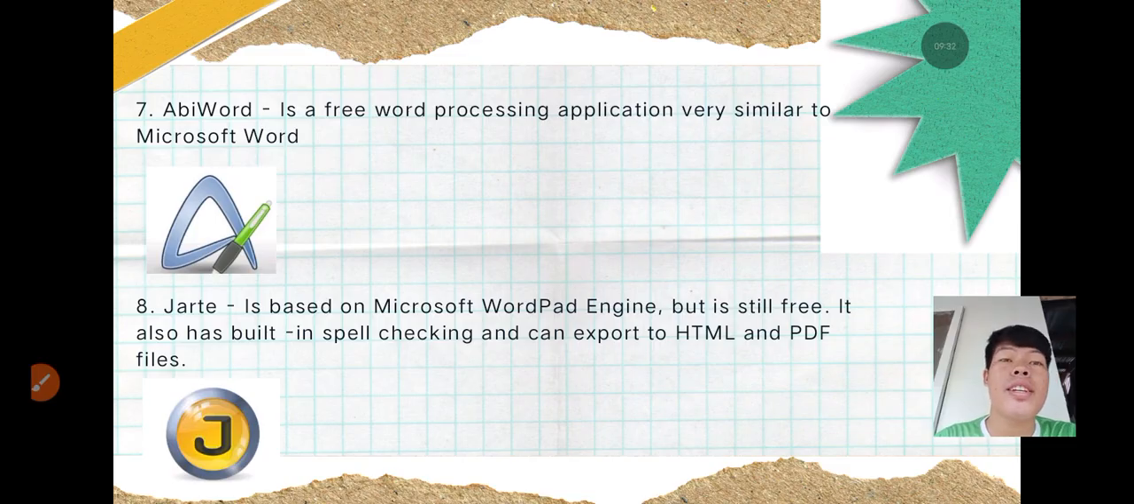Now, AbiWord is a free word processing application very similar to Microsoft Word. So it is similar to Microsoft, as I mentioned in number two, if I'm not mistaken. Now, number eight, Jarte is based on the Microsoft WordPad engine, but is free. Remember, free. It also has built-in spell checking and can export to HTML and PDF files. So it is useful in terms of spelling.